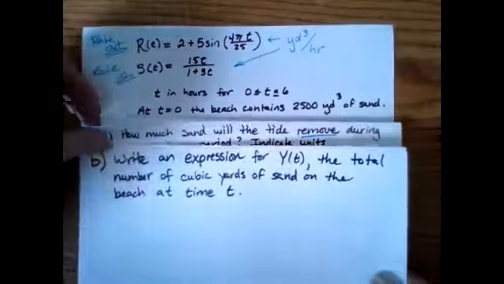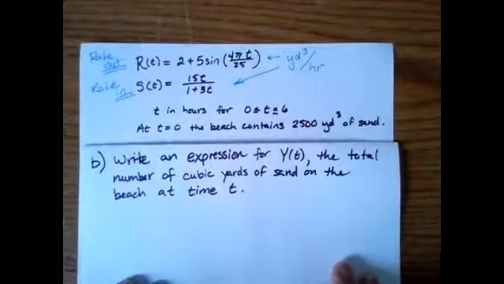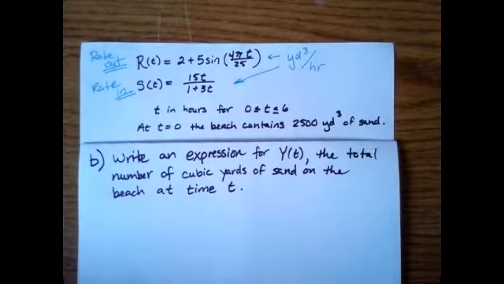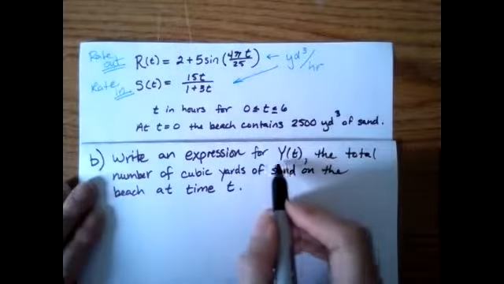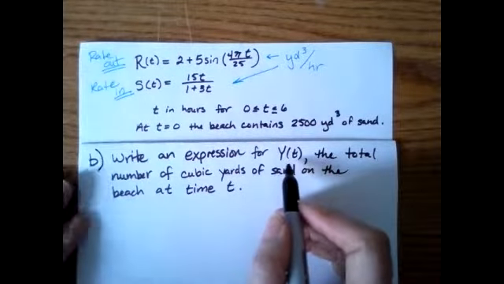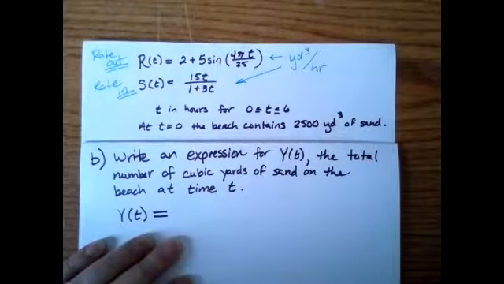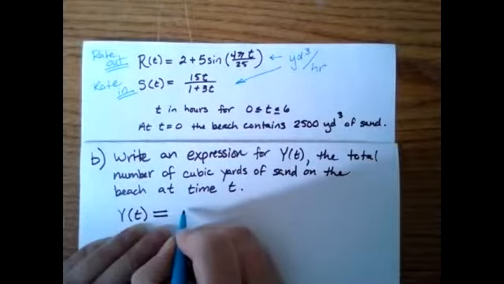Okay, moving on to part B. They ask us in part B to write an expression for y of t. Now this is a new function, and it's defined to be the total number of cubic yards of sand on the beach at time t. So let's look at the composition of that function. If I want to get the total amount of sand on the beach, it would be good to know how much sand I started with. So how much at time 0? That's our initial amount.